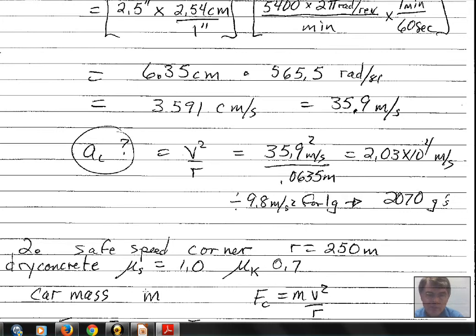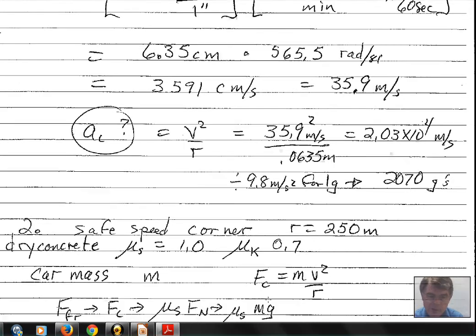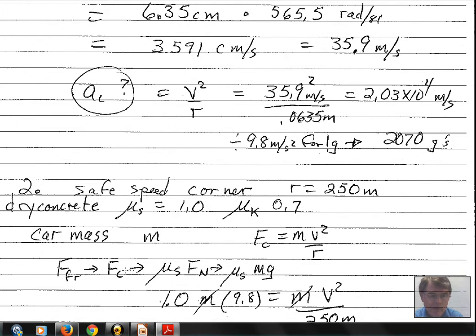The car has some mass m. Well, the centripetal force needed to put us around the corner would be the mass of the car times the velocity of the car squared, divided by the radius of the circle. So this is our working equation. What supplies the centripetal force? It's friction with the roadway pushing back on the car. So the force of friction supplies the centripetal force.